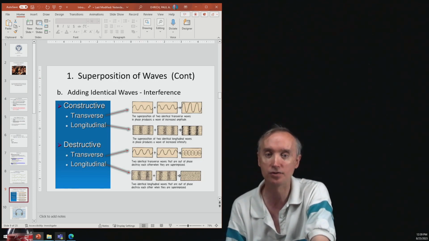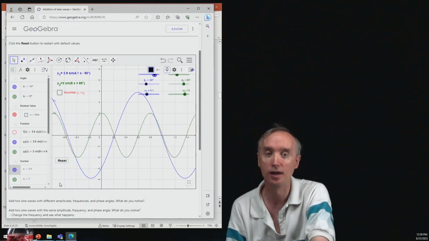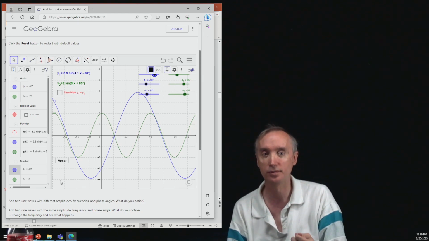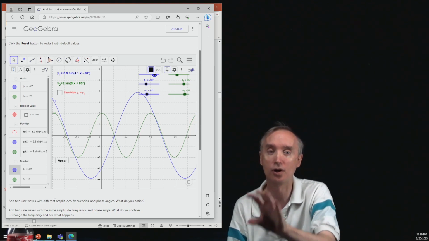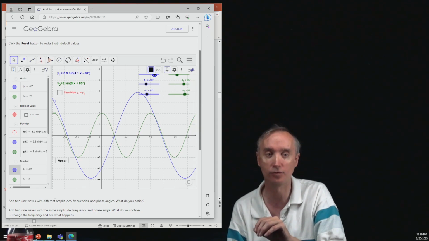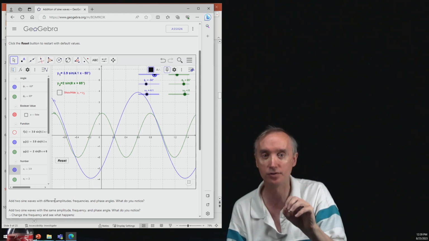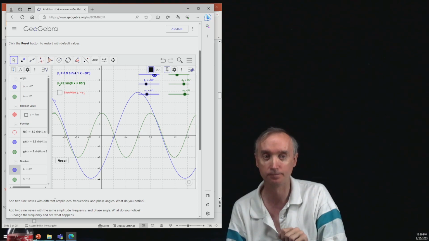So we want to go back to our simulation here and notice that the two waves have different frequencies. They also have different amplitudes and they have different phases. So what we want to do is to have two waves that are identical to each other. They're going to have the same frequency and the same amplitude. All right, so go to this simulation and do that for me. Adjust the sliders so that the two waves have the same amplitude and the same frequency.